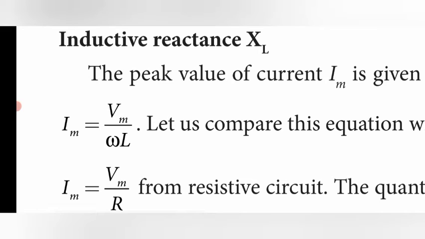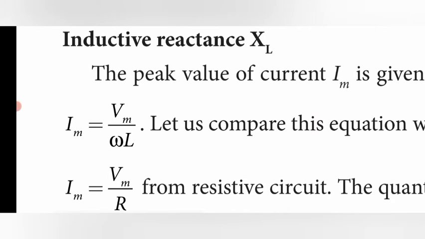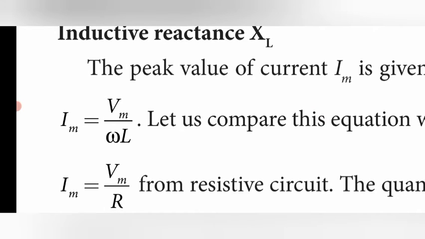So here, the omega L is considered as the resistance in the circuit, so that can be equal to R, that is resistance. That also plays the role of resistance in a resistive circuit here. So we have to call it the inductive reactance. The inductive reactance means the resistance value of the inductive circuit. That can be denoted as the letter XL.